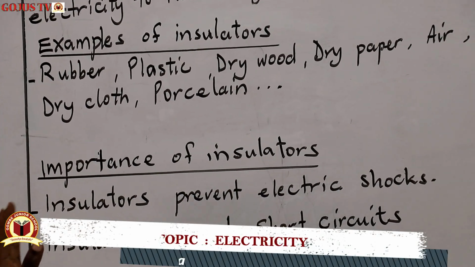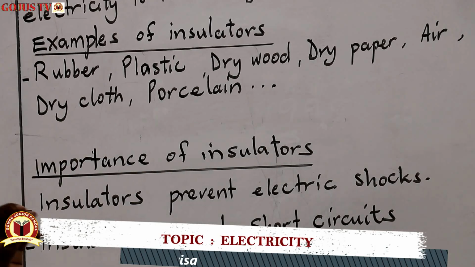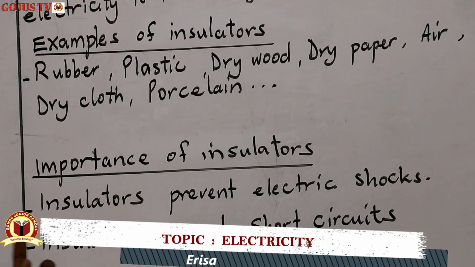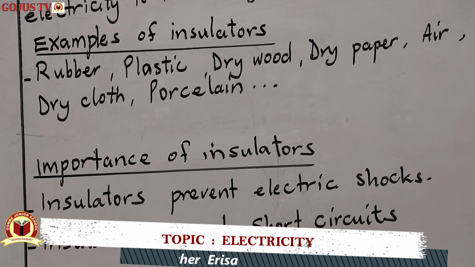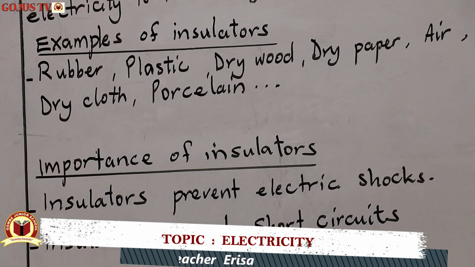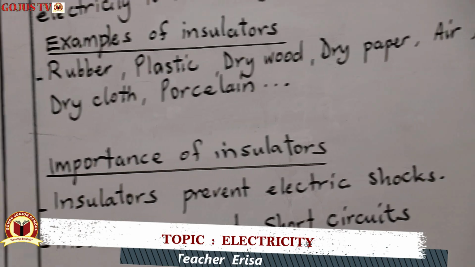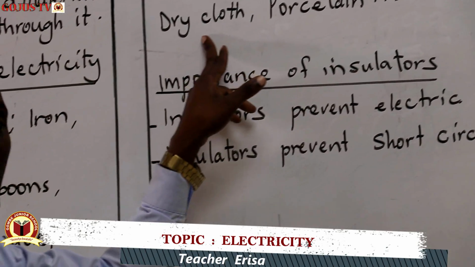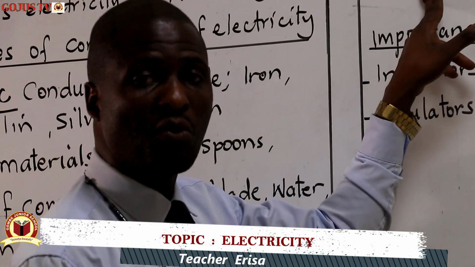But these dry materials do not allow electricity to flow through them because they do not contain any mineral. But if you soak a piece of cloth in water and then it gets in touch with live electric wires, it can conduct electricity if it is wet.